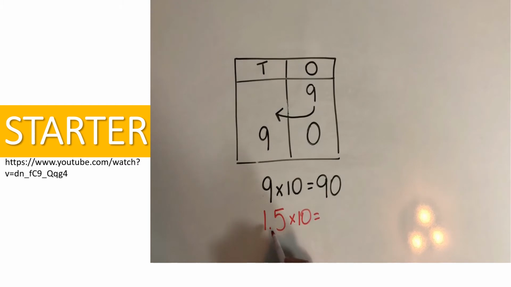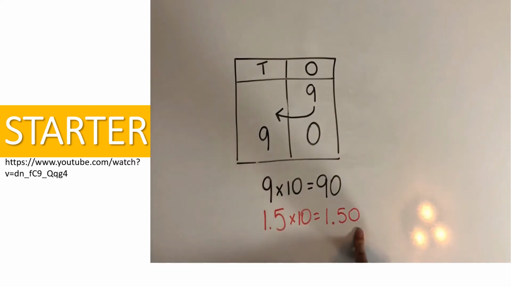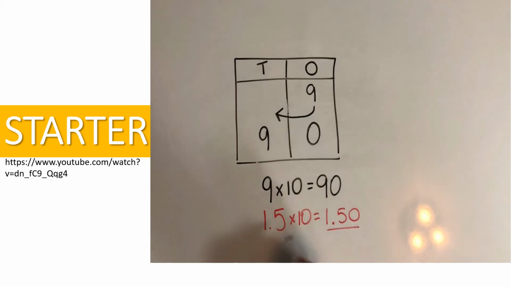So if we take 1.5 times 10, can we just add a 0 and make it 1.50? No, we can't, because 1.50 and 1.5 are the exact same. They have the same value. They both have 1 one and 5 tenths.